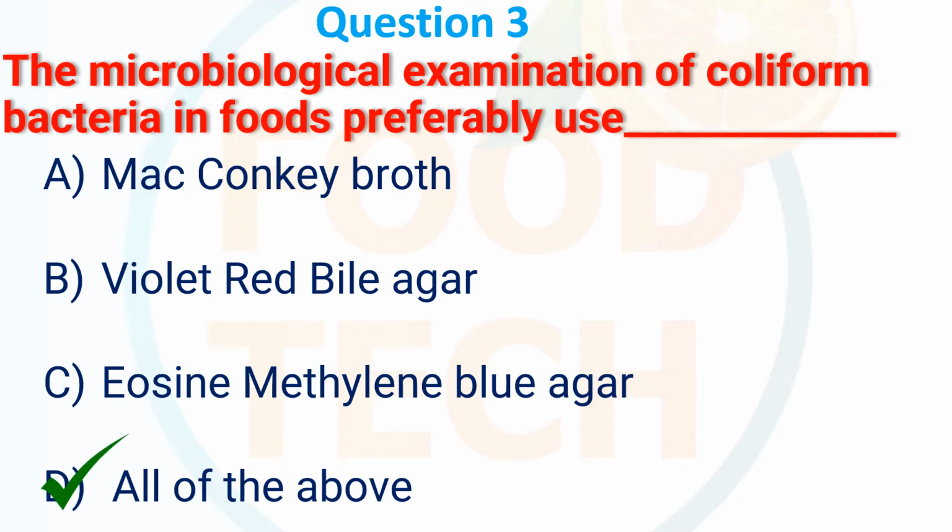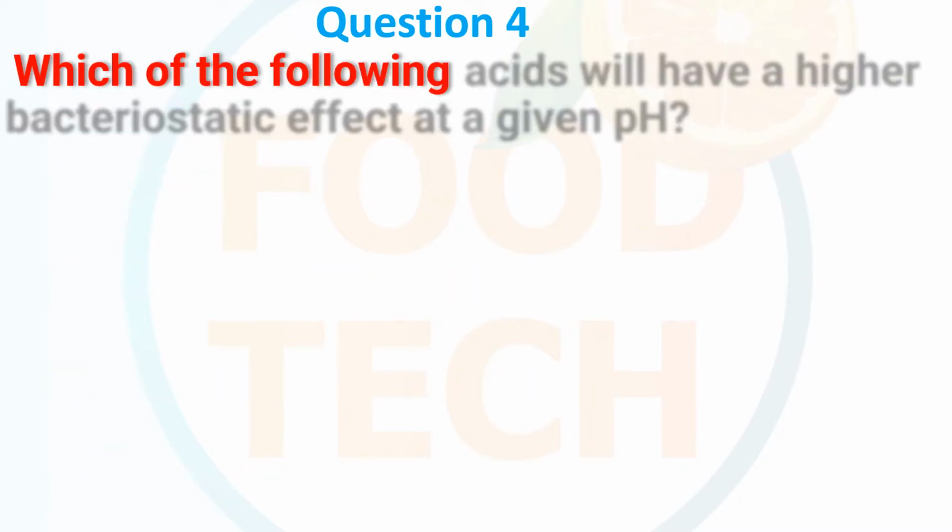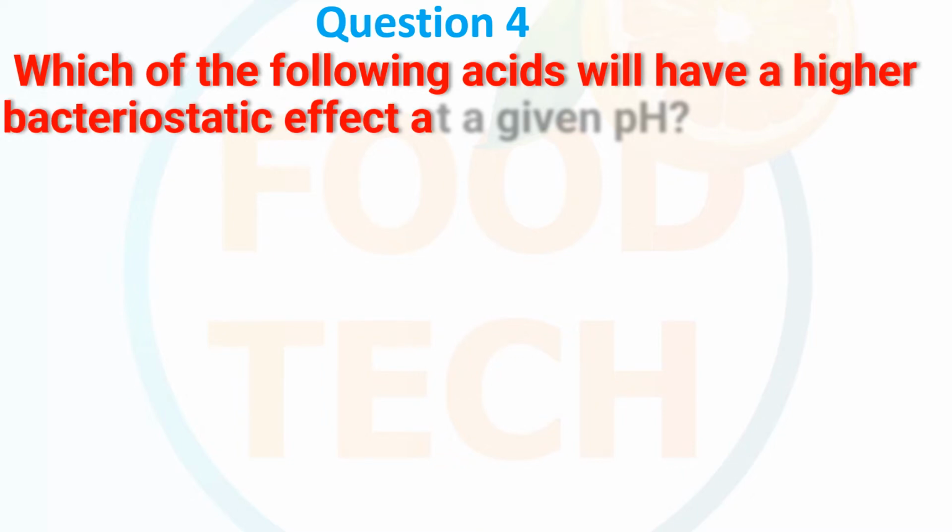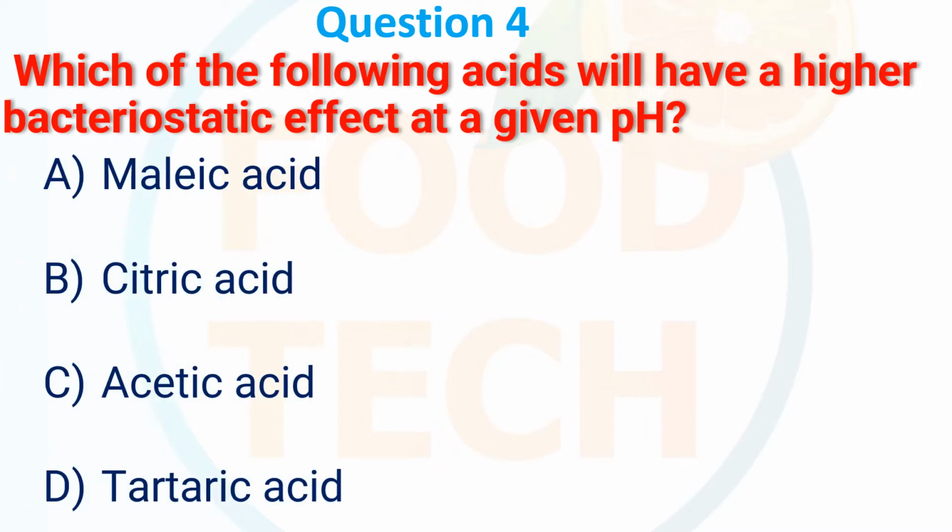All of the above. Which of the following acids will have a higher bacteriostatic effect at a given pH? A. Malic acid, B. Citric acid, C. Acetic acid, D. Citric acid. The answer is C. Acetic acid.